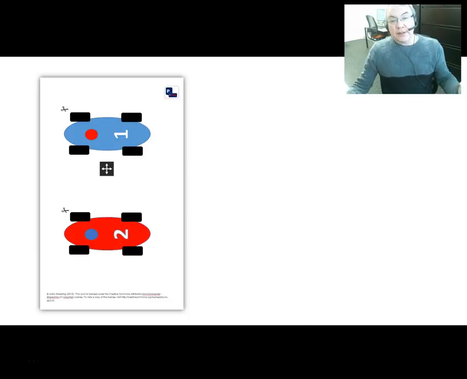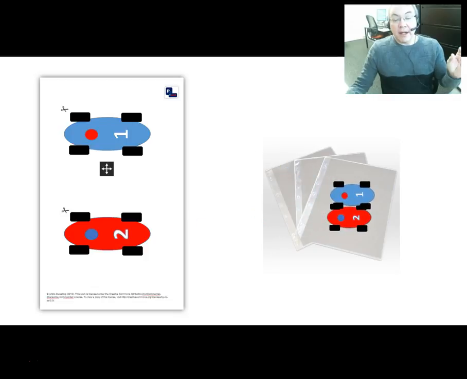The 2 racing cars you can cut up from the worksheet which you'll find on the PD notice board in the staff room. To make things easier for you, I have cut up some sets and put them in a plastic sleeve, and you'll find that on the notice board too.